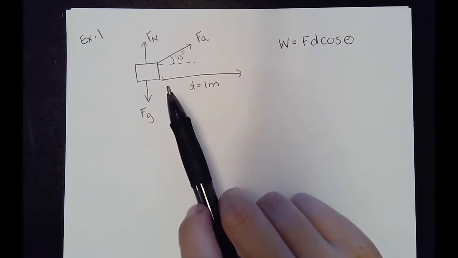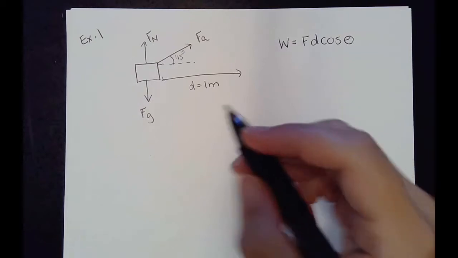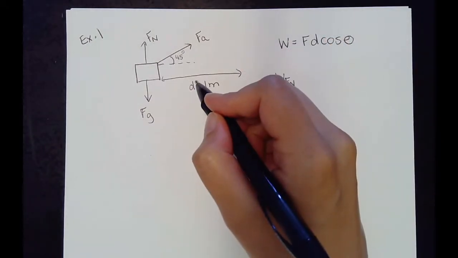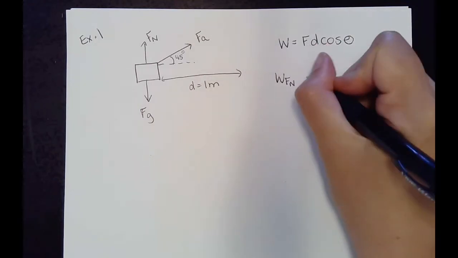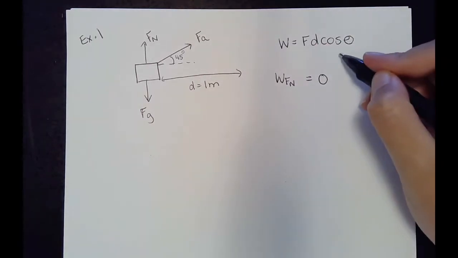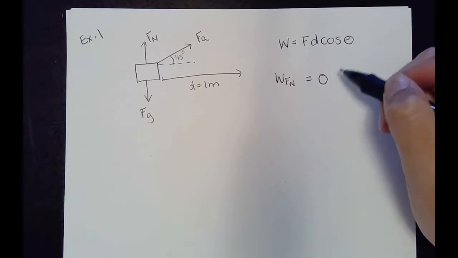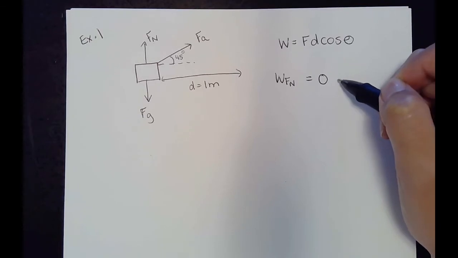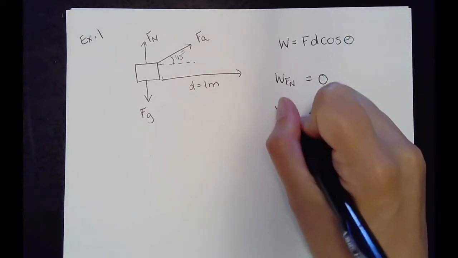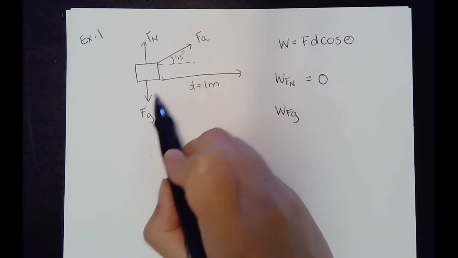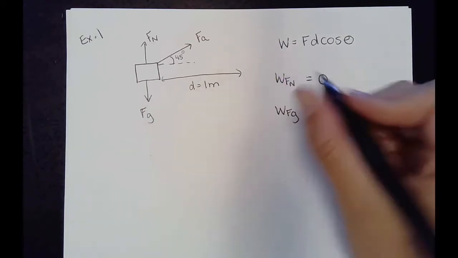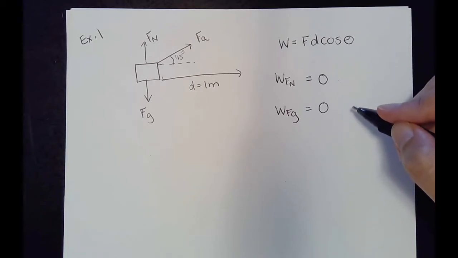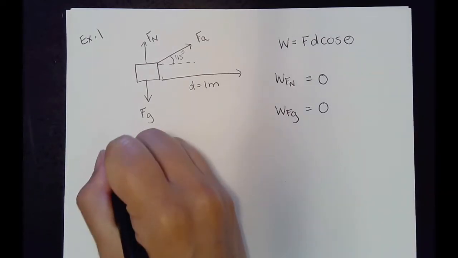First, let's look at the work done by the normal force. The normal force is perpendicular to the displacement. It's at an angle of 90 degrees. So the work done is 0. This is because cos of 90 is 0, which we've talked about before, so the work done by any perpendicular forces is 0. The same goes for gravity. The angle between the displacement and gravity is also 90 degrees, so it's still a perpendicular force and the work done is 0.